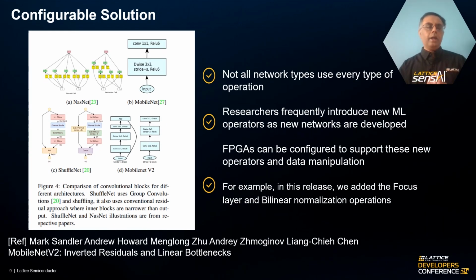Another beauty of FPGA is that it is highly configurable. You can create the system depending upon the operations used in the neural network, and do many things that are traditionally not possible with ASIC or ASSP. You can configure the FPGA in a customized way for the end application. That's another beauty of the FPGA and why it is suitable for edge applications.